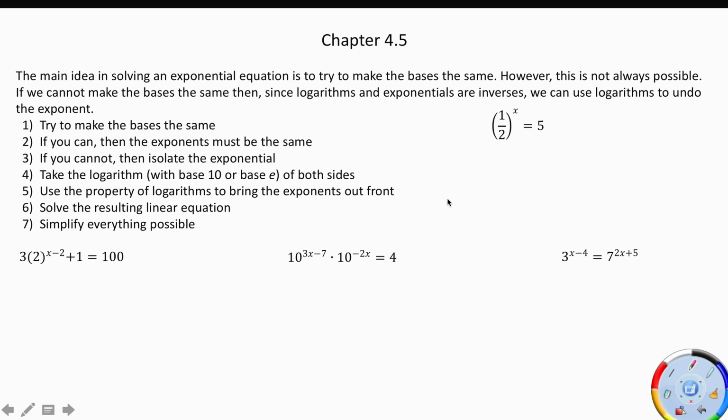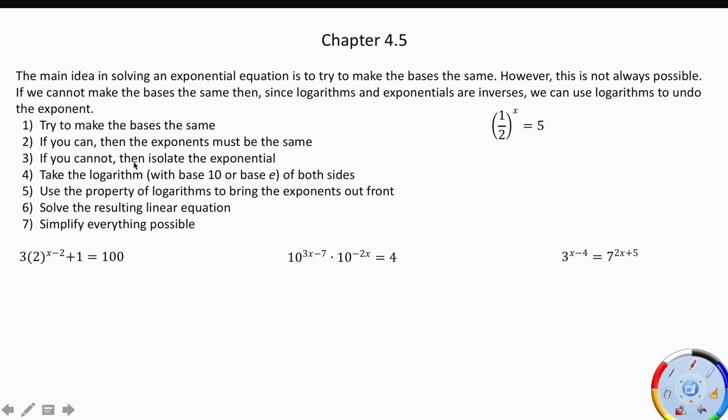Chapter 4.5 is exponential and logarithmic equations. We've already solved some exponential equations and we've already solved some logarithmic equations. Recall when we were solving exponential equations, we made the bases the same. So that's the first thing we're going to try. Don't forget to try to make the bases the same.